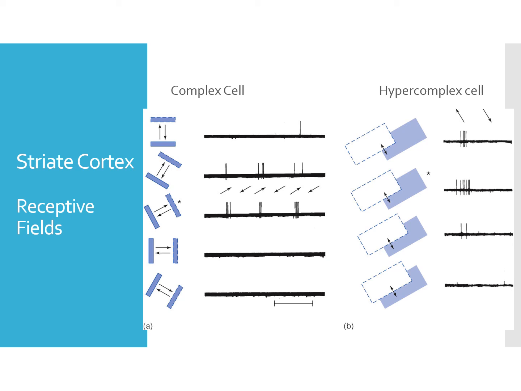The hypercomplex cell is being shown in B, and in this one, you can see the second one is what's being responded to the best. So what that shadow is trying to show you is that the receptive field, or part of what the hypercomplex cell is responding to, is that particular length of the line.